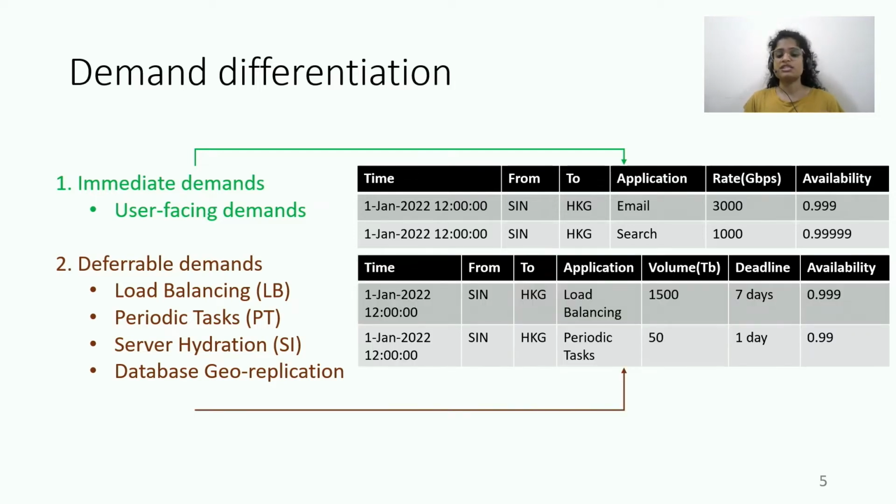Deferrable demands can be specified in terms of volume and deadline. For example, 1500 TBs of load balancing traffic that needs to be sent within a window of 7 days from the start time. There are also other SLA requirements such as availability. For example, an availability requirement of 3.9 means that the demand should be satisfied at least 99.9% of the time.